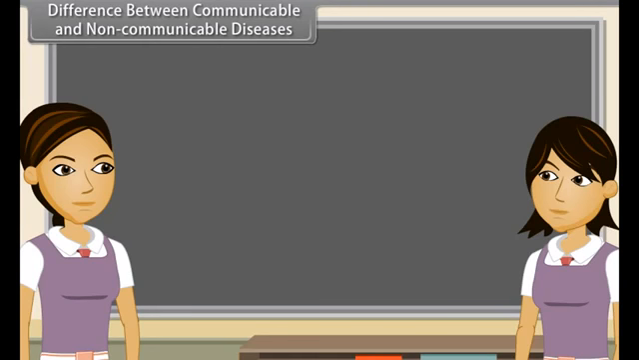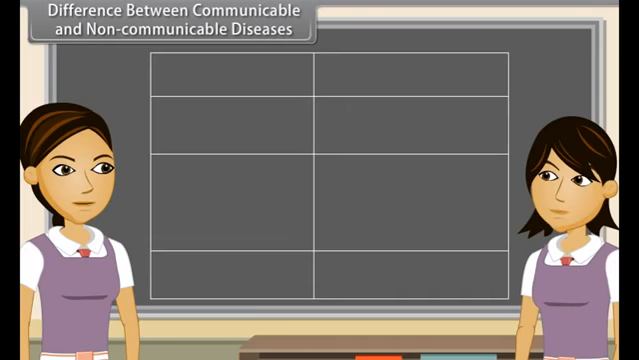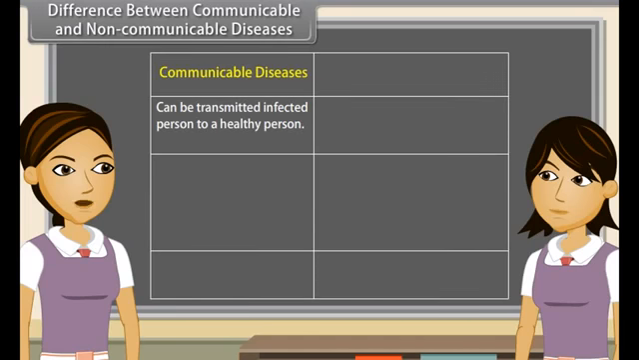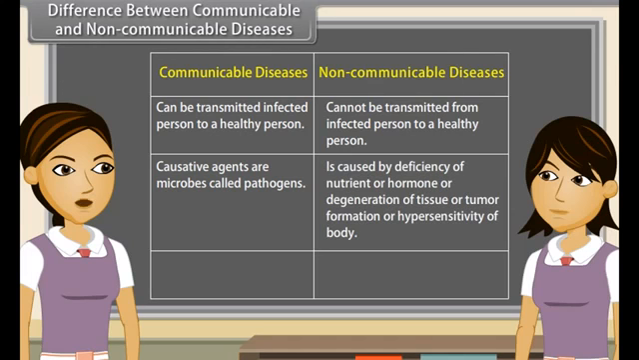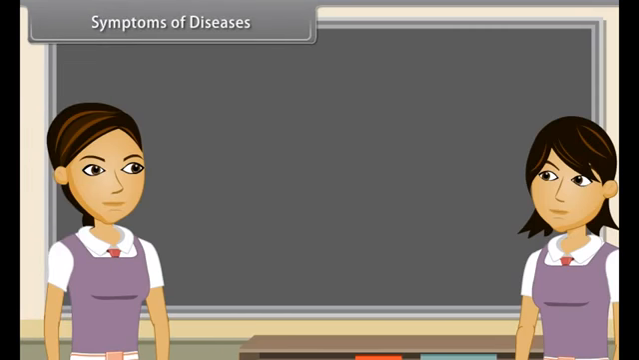Example, influenza. Difference between communicable and non-communicable diseases. Can you tell me the difference between communicable and non-communicable diseases? Yes, communicable diseases can be transmitted from an infected person to a healthy person, while non-communicable diseases cannot be transmitted. Communicable diseases are caused by microbes called pathogens. Non-communicable diseases are caused by deficiency of nutrient or hormone or degeneration of tissue or tumor formation or hypersensitivity of body.